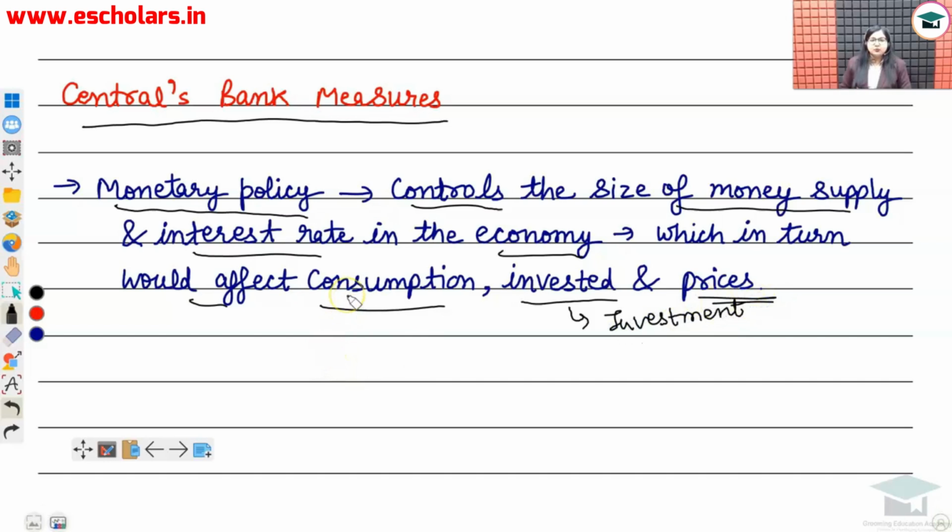Okay, so in order to bring consumption stability, in order to bring investment stability, in order to bring the price stability prevailing in the economy, the central bank focuses on controlling the size of money supply and the interest rate prevailing in the economy through its monetary policy. So let's have a look.